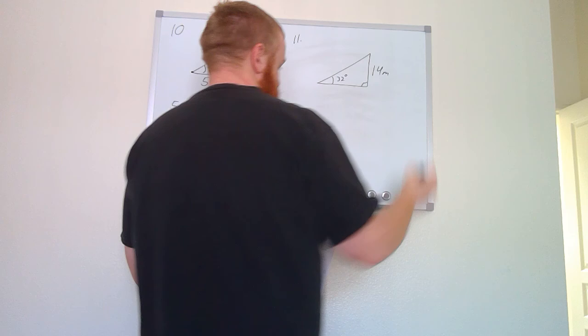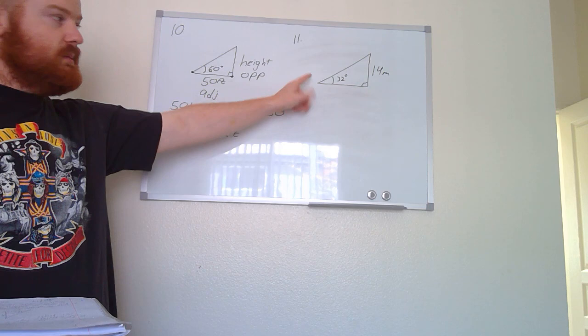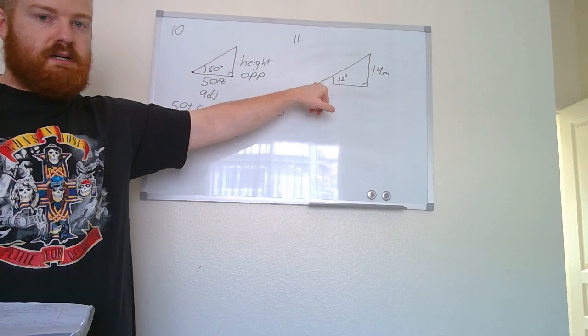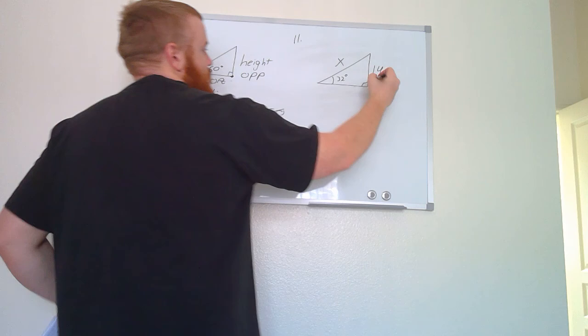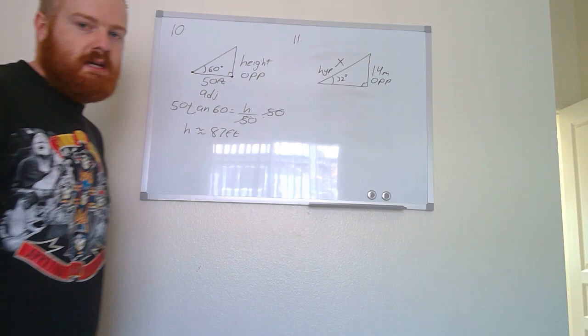Well, the person holding the kite is going to be here. The kite is going to be blowing up and towards the right. So if the kite's here and the person's here, the length of the kite string will be the hypotenuse. So that is the side we're solving for, so I'll just call that x. From the 32 degrees, 14 is the opposite. X is the hypotenuse. So opposite and hypotenuse, this is sine.